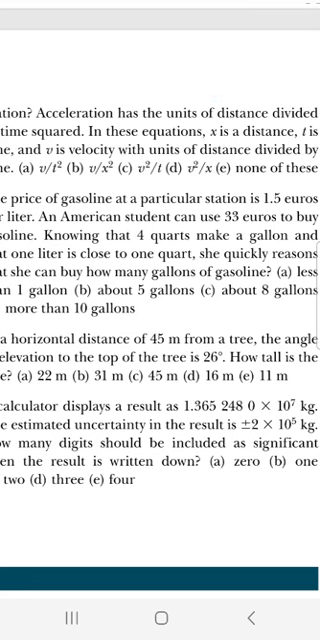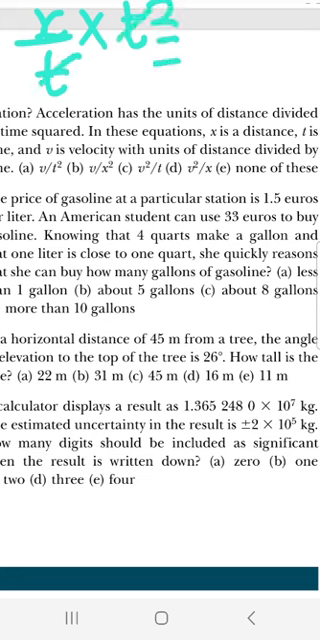Option A says v is x divided by t. Again, the v is divided by t squared, so I will have to put the t squared here. So the answer for this one will be xt. I don't want xt, I want x divided by t squared. So option A is wrong.